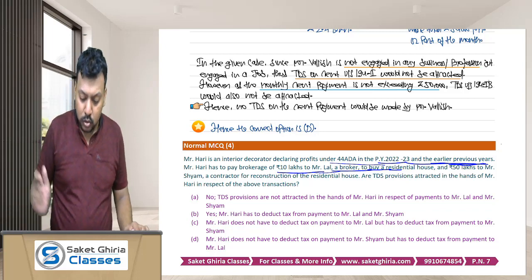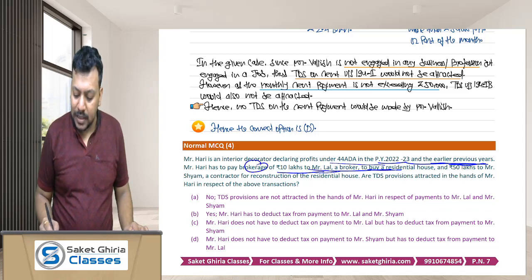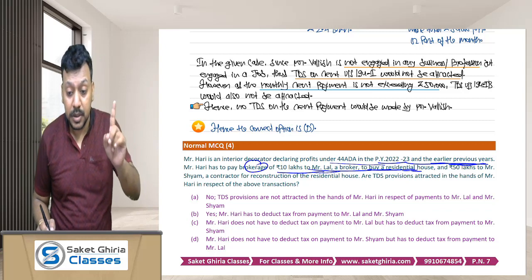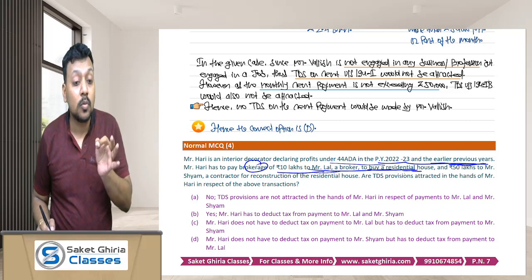Okay. So Mr. Hari is making payment of brokerage to Mr. Lal to buy a residential house. Okay. Dear friends, please. As he is making payment to Mr. Lal, but that payment is only rupees 10 lakh.